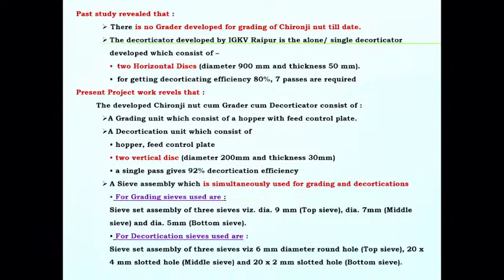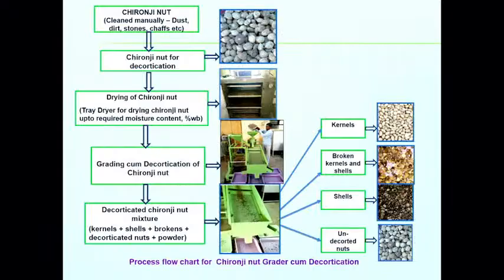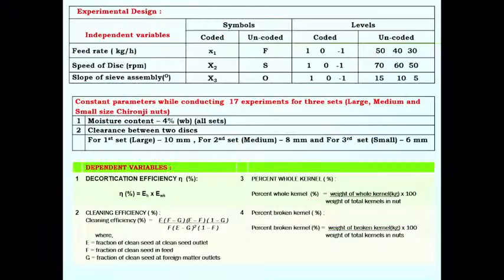Yes, these are the main things of all the work. That is the earlier IGKV Raipur design which they have developed. The horizontal type of disc was used, and 80% was the efficiency. Okay, so this is the procedure by which we have worked.